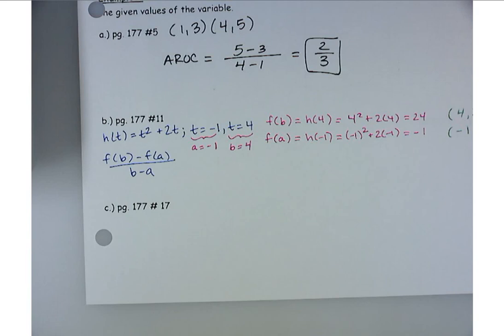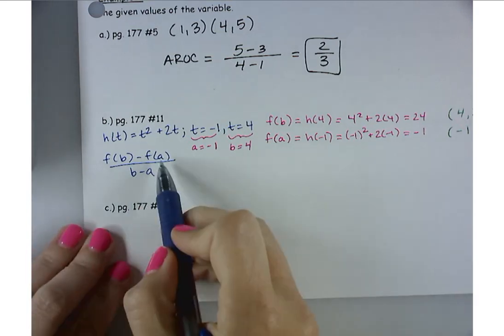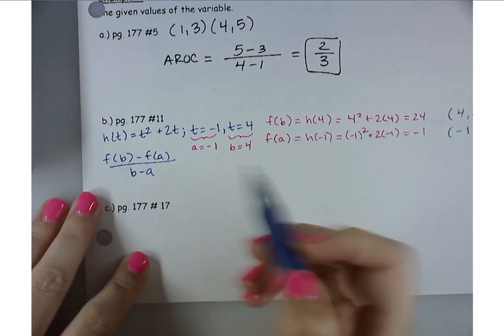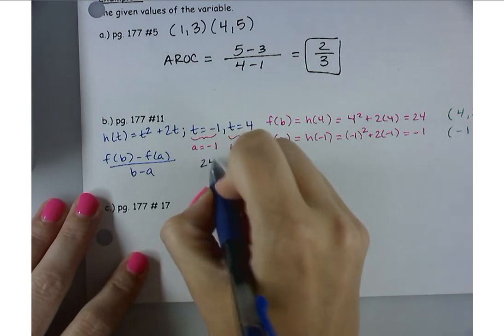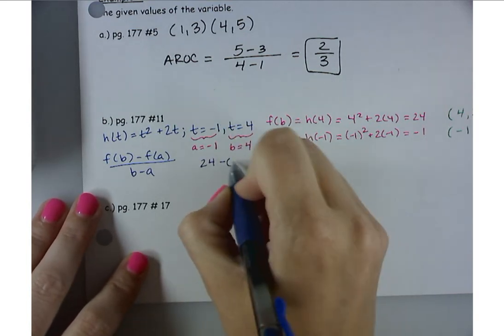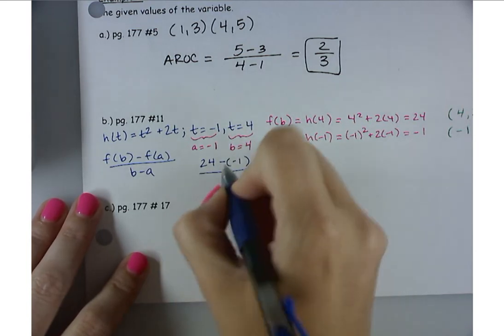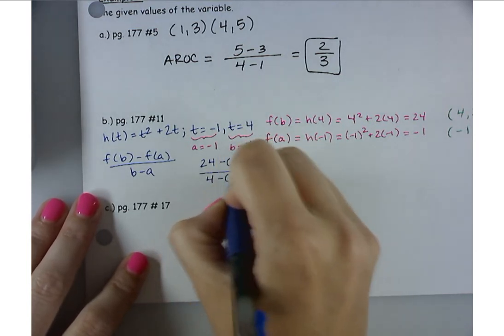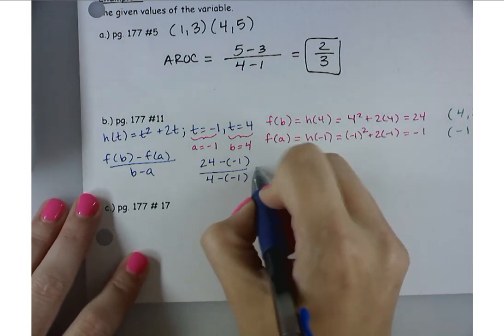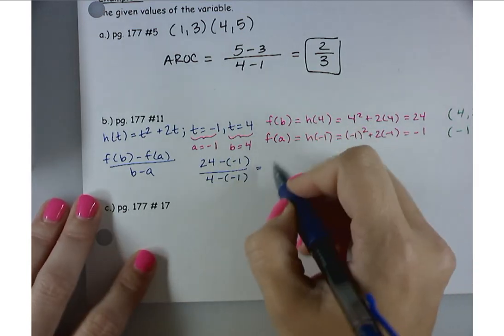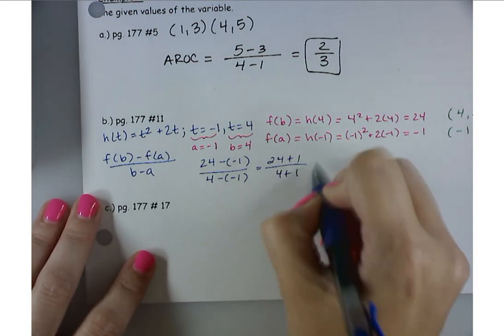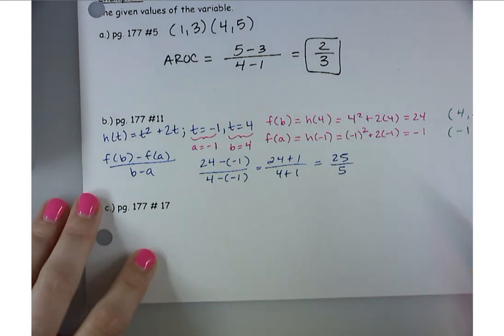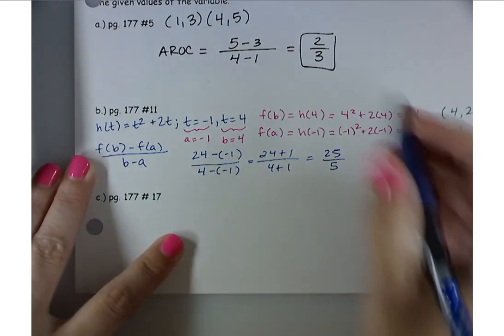So when I do my change in y over my change in x, or my f of b minus f of a over b minus a, really, all I'm going to be doing is 24 minus negative 1, and that would be over 4 minus negative 1. What happens when you have minus and negative? Turns into plus, so it's really 24 plus 1 over 4 plus 1, so 25 over 5, which of course will simplify to 5.